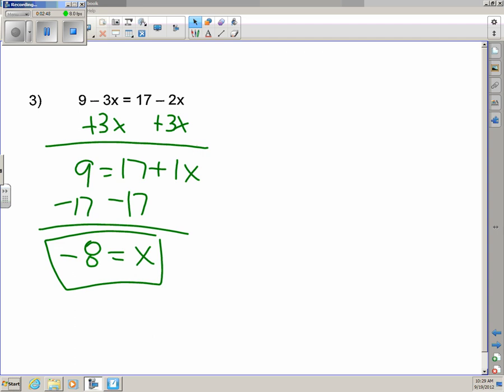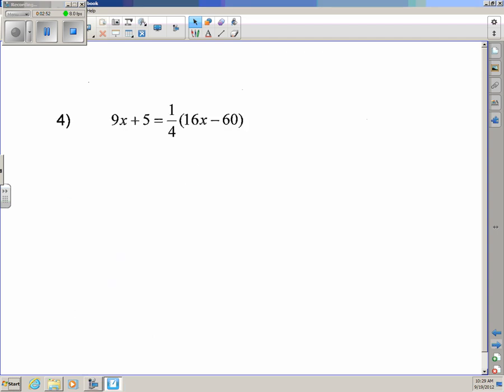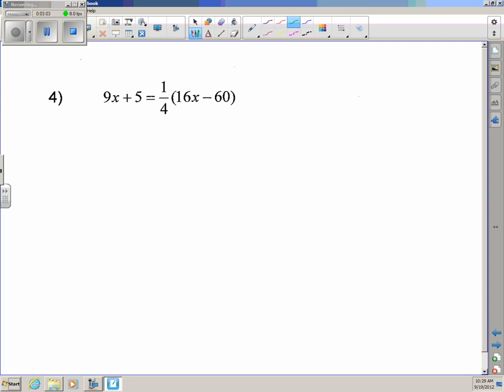All right, so then we get to number 4. We've got a fraction on this one. Now, with this particular fraction, as I look at it, I do see that both 16 and 60, the numbers in the parentheses, happen to be divisible by 4. The fact that they are divisible by 4, I think what I'm going to do, instead of clearing the fraction, is just distribute through. Because that's going to make the fraction go away anyway.